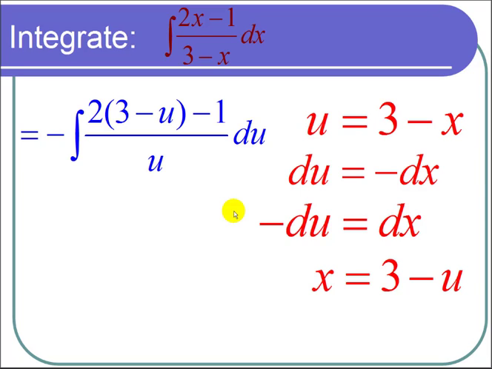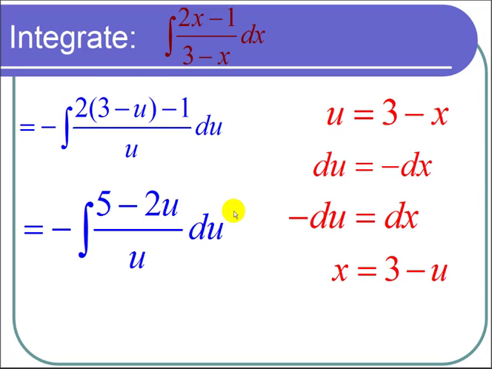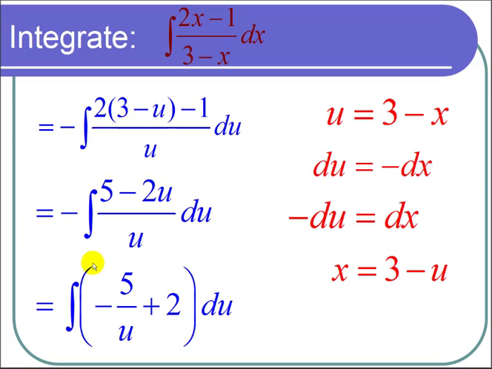So now let's simplify this. I multiply the 2 through and combine like terms. 2 times 3 is 6, minus 1 is 5, so I get (5 minus 2u) over u du. Now one more piece of algebra. I'm going to split this fraction up and multiply the negative through.